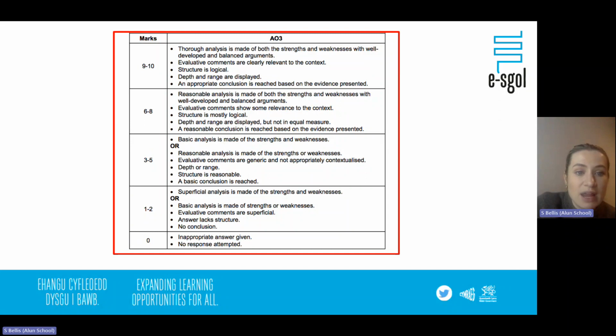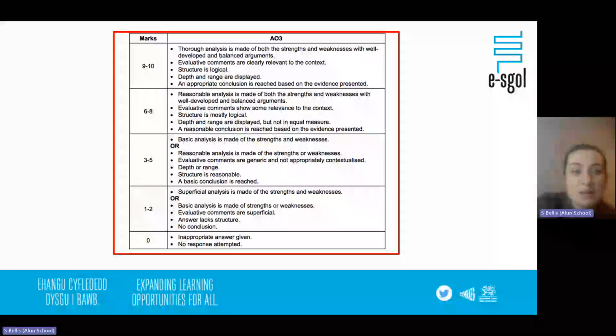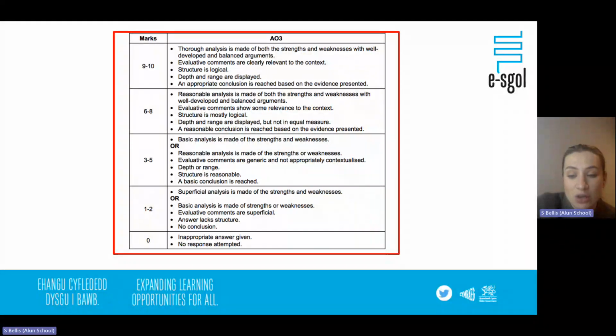And this says thorough analysis is made of both strengths and weaknesses with well-developed, balanced arguments. Evaluation comments are clearly relevant to the context. The structure is logical, and I'm going to talk you through the structure in a minute. Depth and range are displayed, so both. An appropriate conclusion is reached based on the evidence presented.